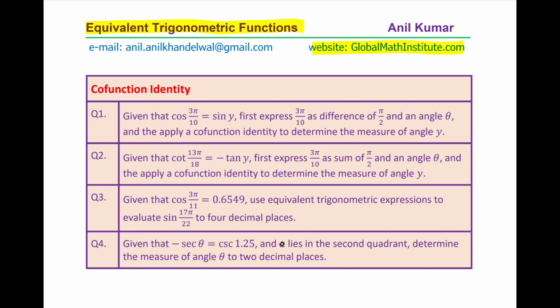Now the question is of this type: given that cos of 3 pi by 10 equals sine y, first express 3 pi by 10 as the difference of pi by 2 and an angle theta, and then apply a cofunction identity to determine the measure of the angle y. So in this case, we have to apply the cofunction identity to find the angle y so that cos of 3 pi by 10 is equal to sine y.